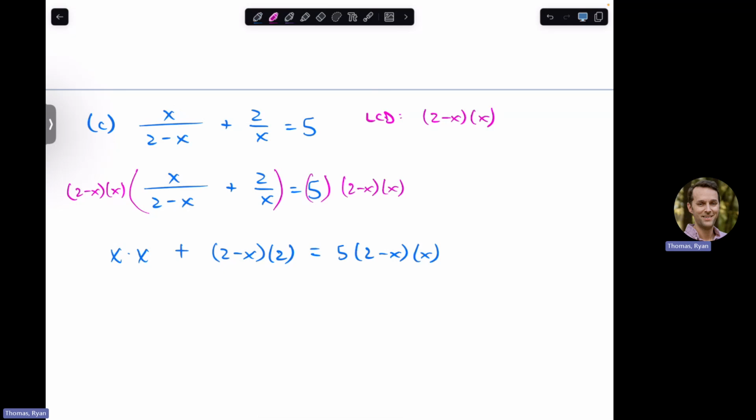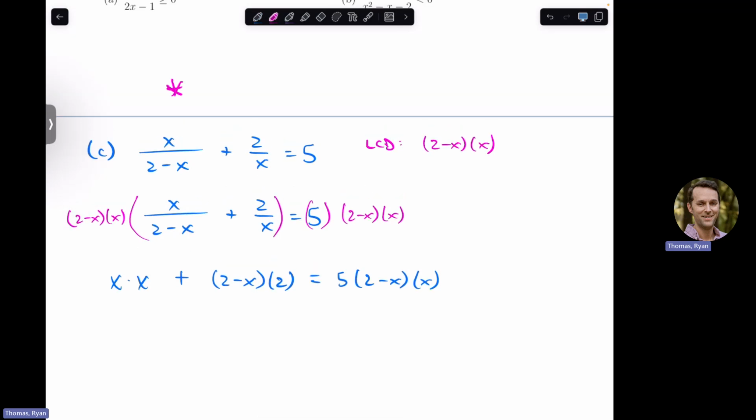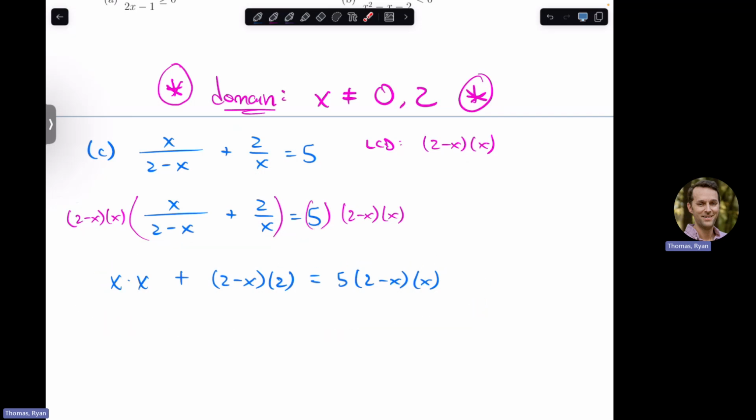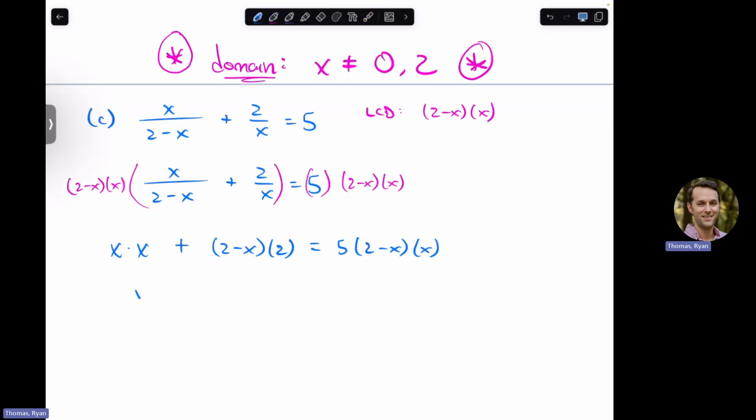Oh, yeah, and with all this, thinking about the domain question, right? X cannot be 2 or 0. Okay, then just solve this. So we find the LCD, we multiply through by it, fractions go away. Now we just solve this, let's see, looks like it's going to be quadratic.